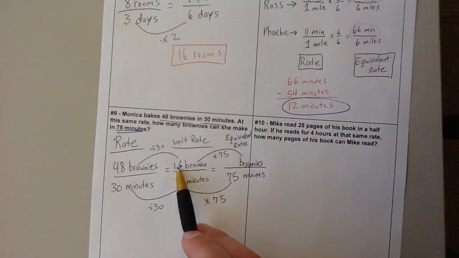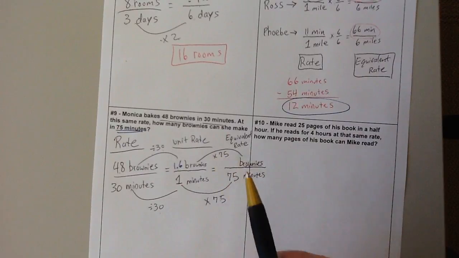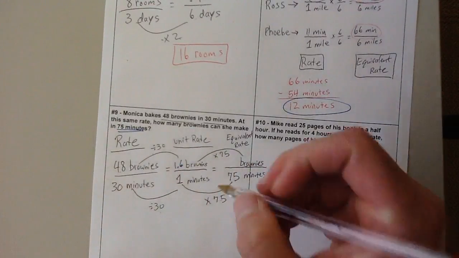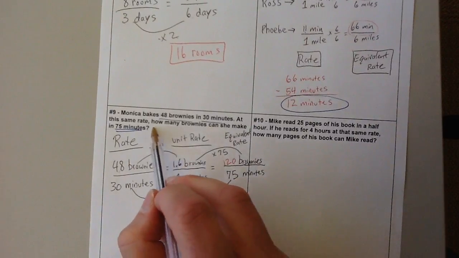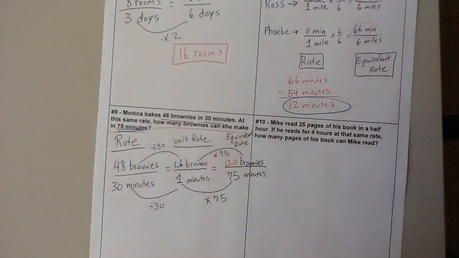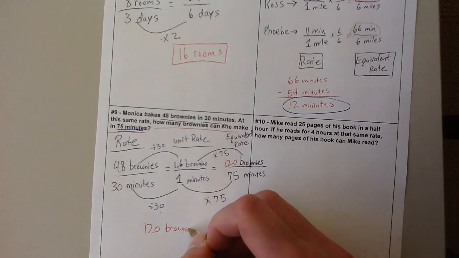So I have 1.6 times 75. That should give me 120 brownies in 75 minutes. Right? 1.6 times 75 is 120. So how many brownies can she bake in 75 minutes? 120 brownies.